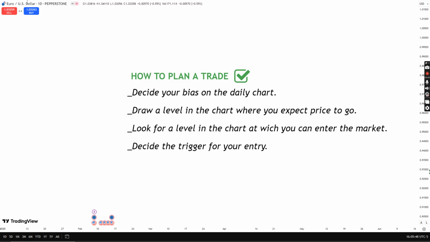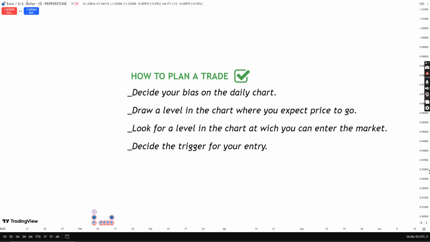How do you plan a trade? First step is going to the daily chart and get your bias. So you want to go into the daily chart, look at the market, decide whether the market is probably going to go down or up the next day. So if you want to be bearish or bullish on the day that comes.